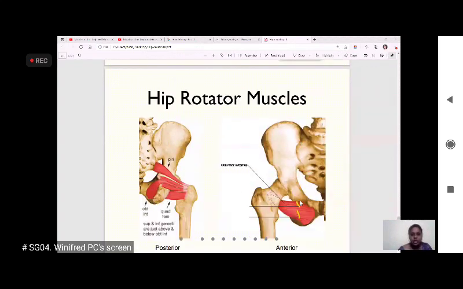Now comes the hip rotators. Hip rotators are, please put the cursor, piriformis and superior gemellus. Next, below that is the superior gemellus, below the piriformis. Next to the piriformis is the superior gemellus, and next to the superior gemellus is the obturator internus.